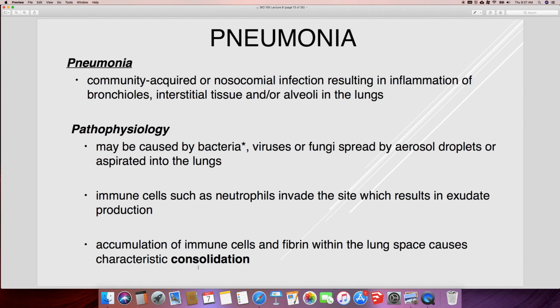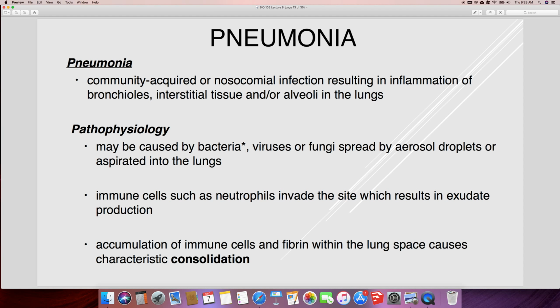Okay, then we started talking about the diseases, starting with pneumonia. Pneumonia, of course, is an infectious disease. It can be community acquired or nosocomial. Basically you have vast inflammation of the bronchioles, alveoli, and some of the interstitial tissue as well. It can basically be caused by any pathogen: bacteria, virus, fungi, parasites, protozoa, the list goes on.